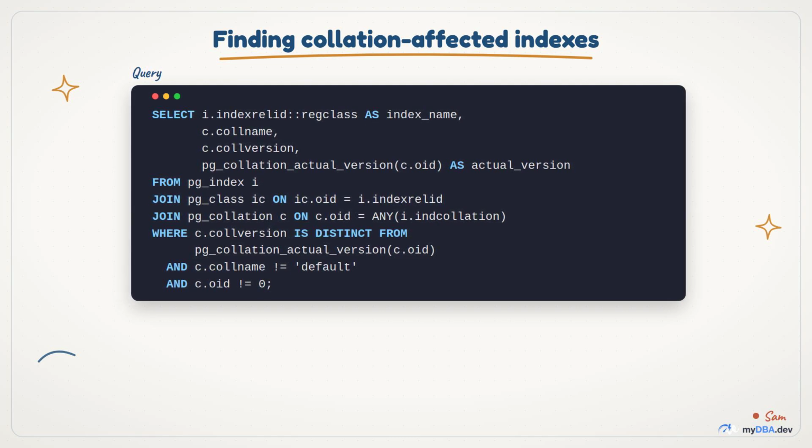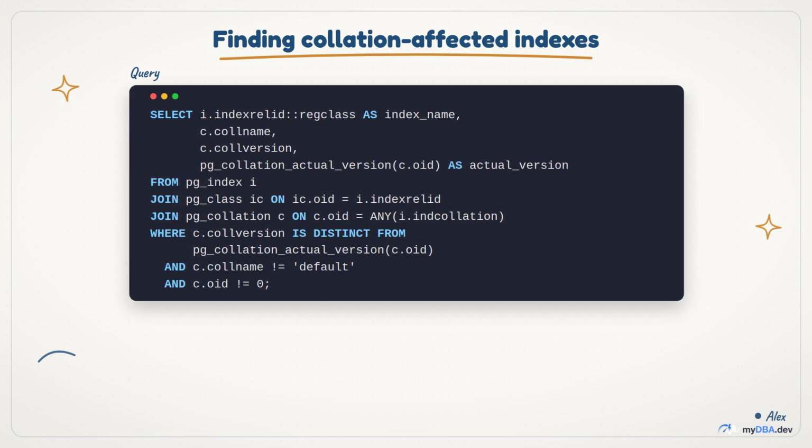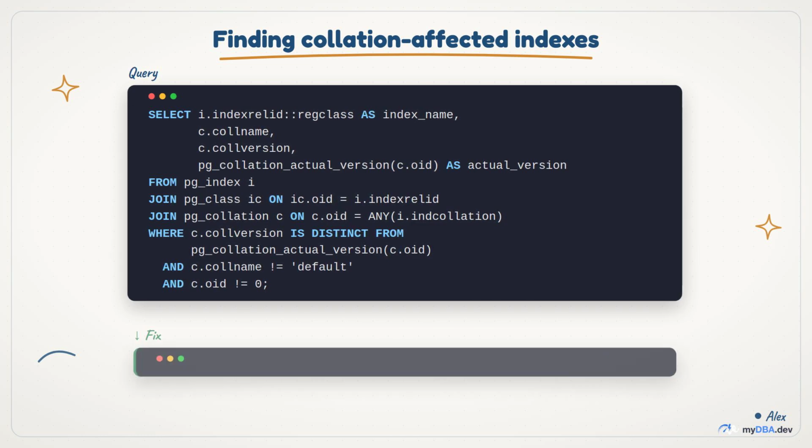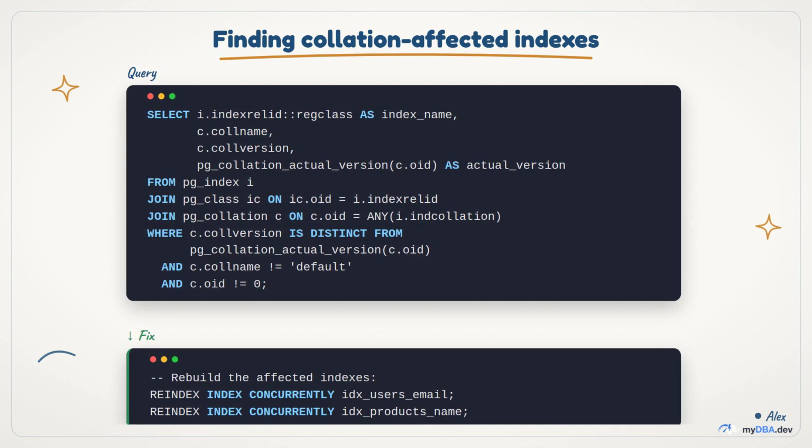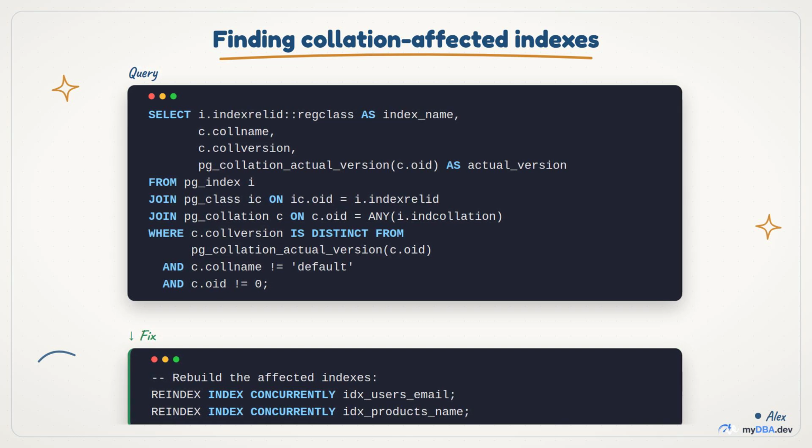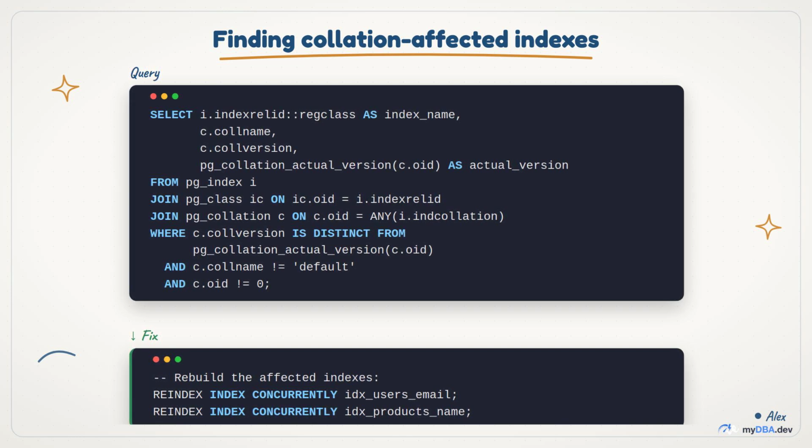And you'd run this right after pg_upgrade? Yes. Run it before you serve production traffic. If it returns any rows, reindex those indexes concurrently. Don't skip this step. An inconsistent index can cause data integrity issues that are very hard to debug later.